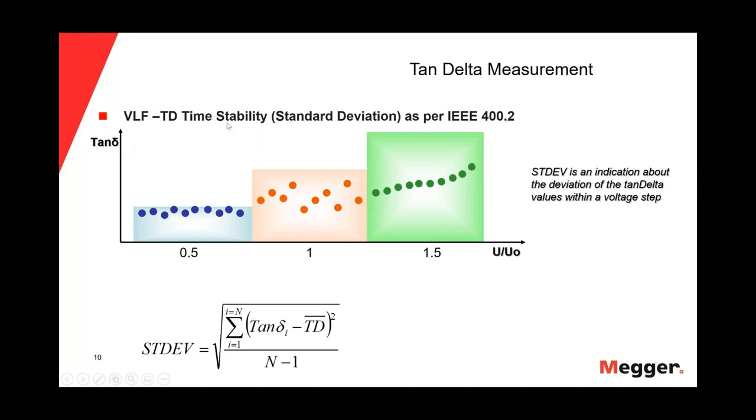And then VLF tan delta time stability, for the standard deviation, is the difference between each measurement, all 10 between each step. As you can see on the scale, as we go up, the standard deviation is higher, and so on and so forth.